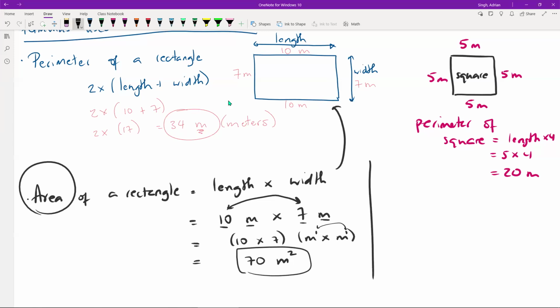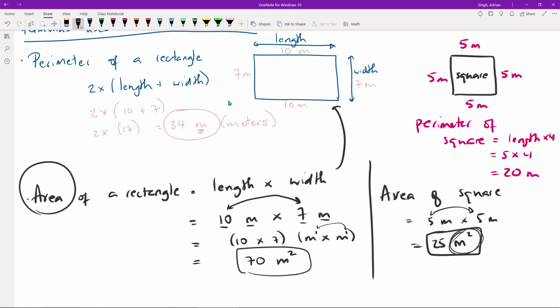For the area of the square, it's the same thing. We just multiply the length times the width. In this case, the length and the width are the same, so that would be 5 meters times 5 meters. 5 times 5 is 25. Meter times meter is meter squared. Okay, so that's very often something that students forget to consider: not only are you squaring the dimension, you're also squaring the units as well.